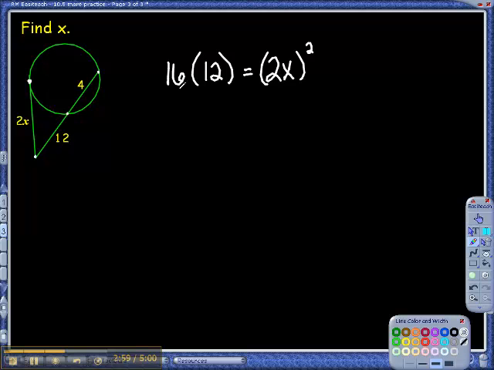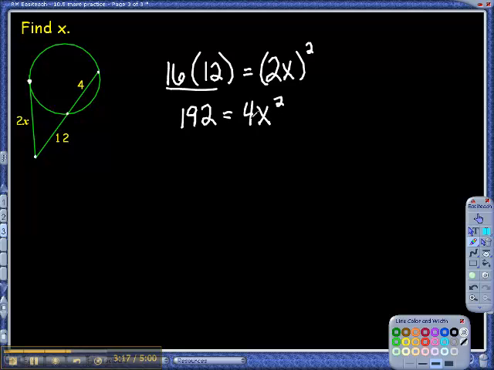As we simplify this one, 16 times 12 is going to give us 192. And if I square 2x, keep in mind you're squaring everything here, so you're taking 2x times another 2x, which is going to become a 4x squared.